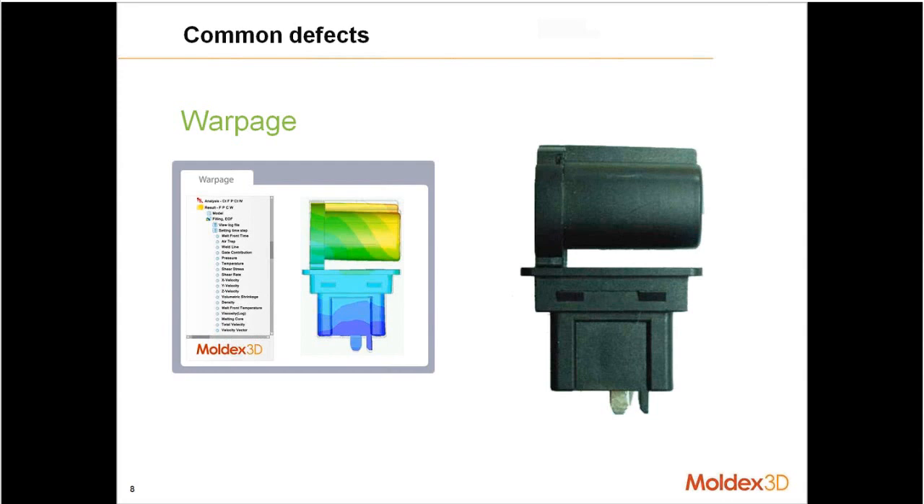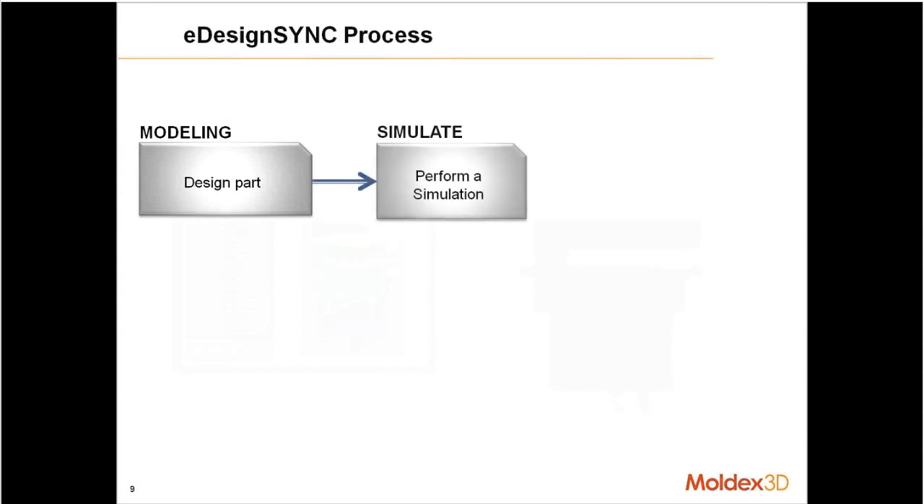There are a lot of factors affecting plastic part warpage, such as material selection, part design, mold design, and process condition. So we want to know what kind of process we should do to fix this issue. Designers would design their parts and perform an injection molding simulation with eDesignSYNC to check whether the designs of the products are suitable or not.